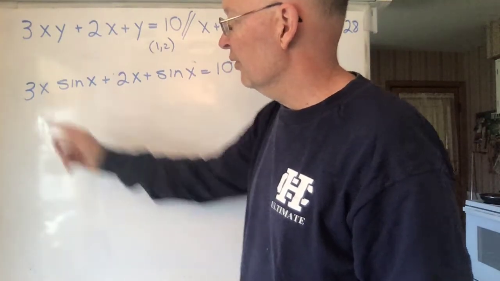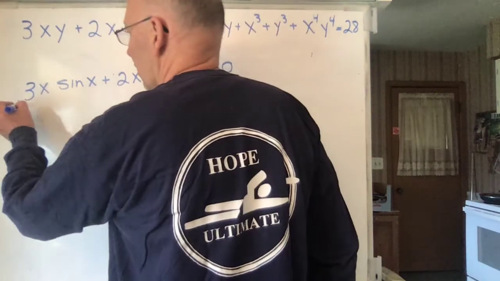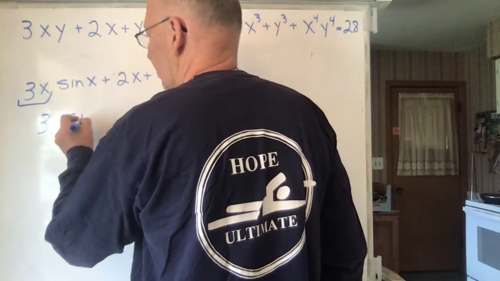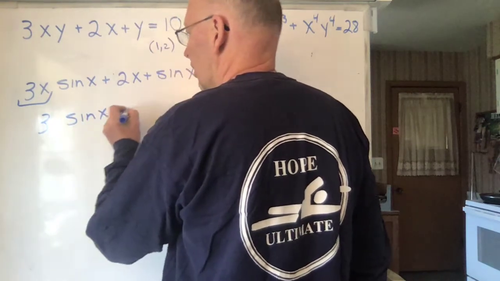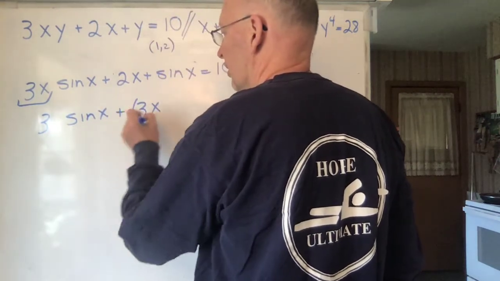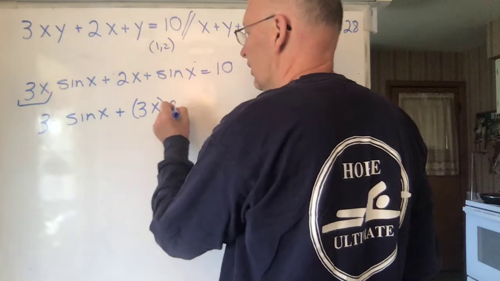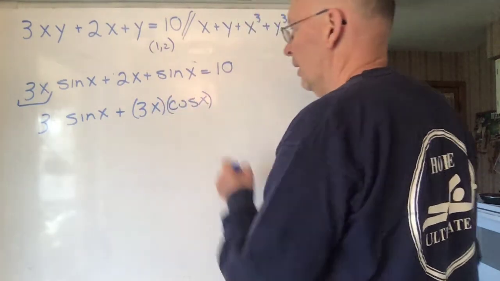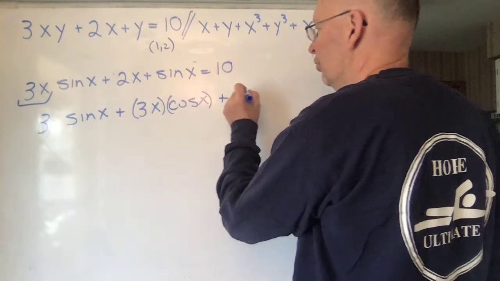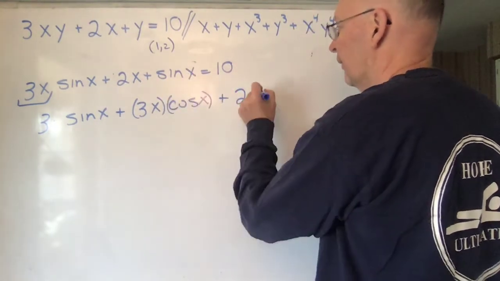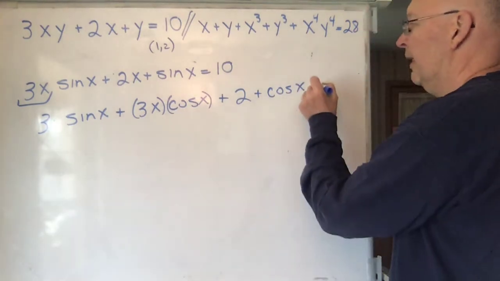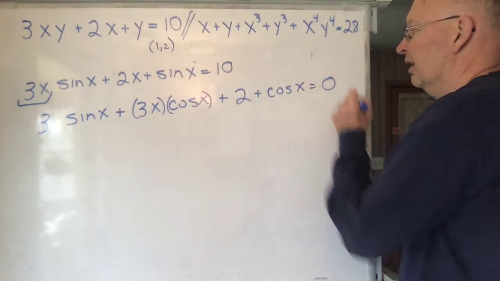Let's see, here we have to use the product rule. So the derivative of this is 3 times, leave that one alone, plus 3x times the derivative of this one. Here the derivative of 2x is 2, and again the derivative of sine is cosine of x. Derivative of 10 is 0.